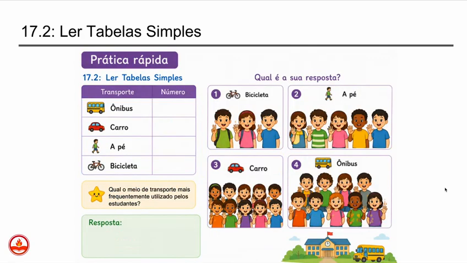Now it's your turn. Let's look at the table about how students travel to school. We can see 4 kinds of transportation, and you can count the numbers. I will give you 1 minute to complete the table.